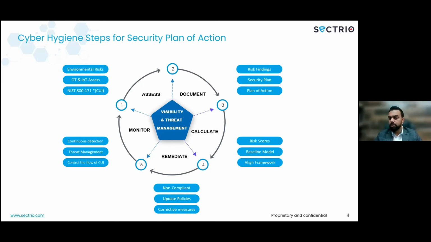Once we have those steps, the calculate stage outlines what the risk score is, what the baseline model is, and how we align this with the framework that is best suited for our network. In the remediation stage, where are we non-compliant, and how do we bring it to a level where we are meeting those compliance requirements? How do we map the controls that we have today with the compliance requirement, be it asset management, visibility, monitoring, remediation, and response? Any of the cyber resiliency processes that we take, we are mapping it to a similar compliance.